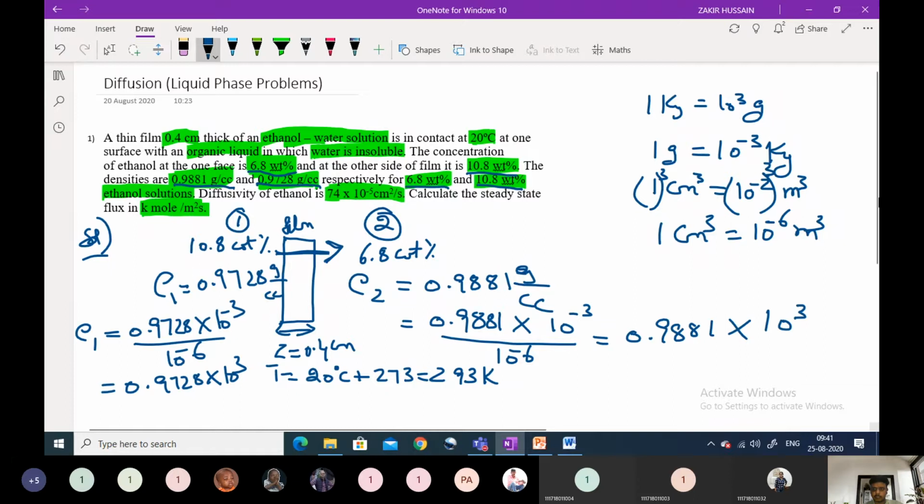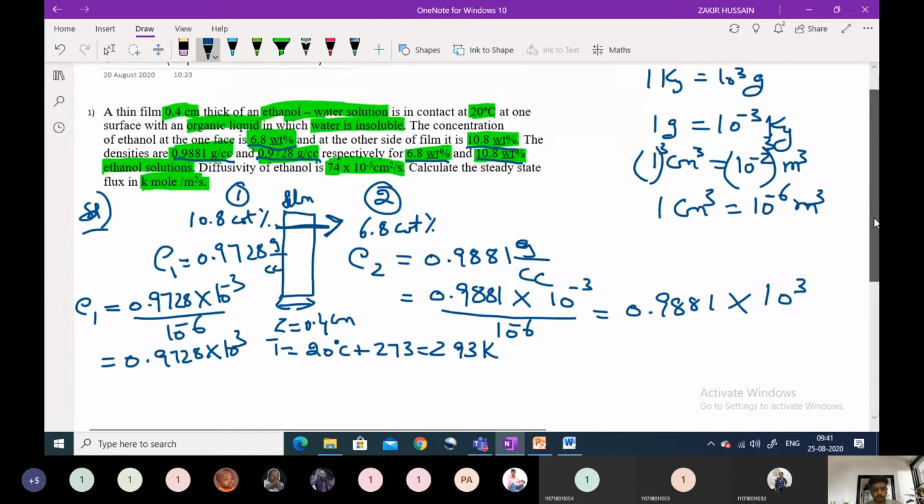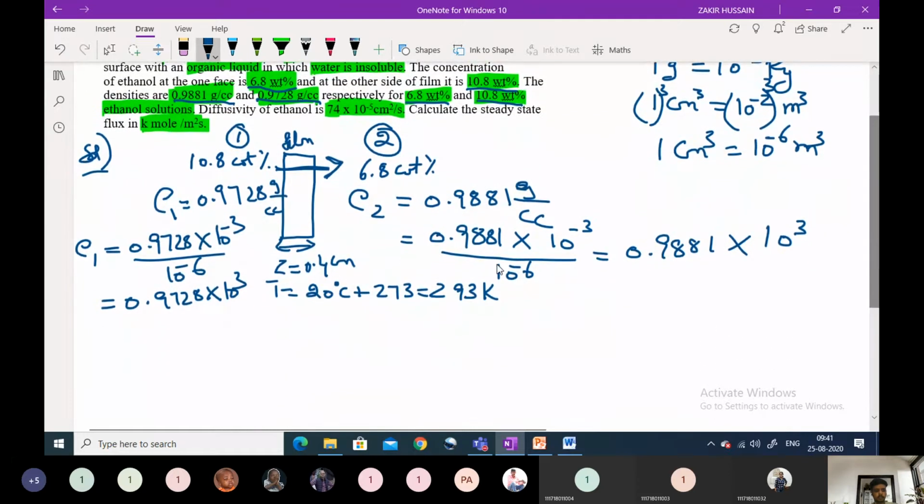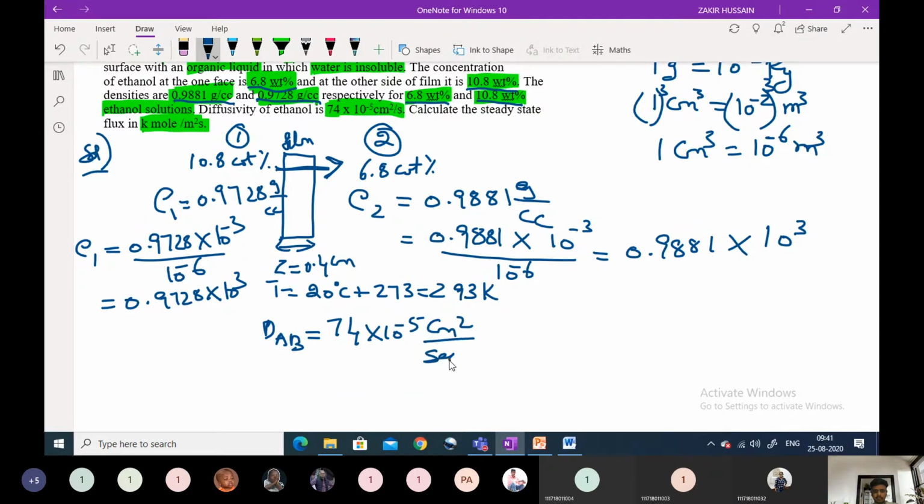So now the data is okay then. So one more data, DAB. So DAB also they have given. So diffusivity of ethanol is nothing but DAB, we can take is equal to 74 into 10 power minus 5 centimeter square per second. This is also we have to convert into meter square per second in the SI units. So we already know here 1 centimeter is equal to 10 power minus 2 meters.